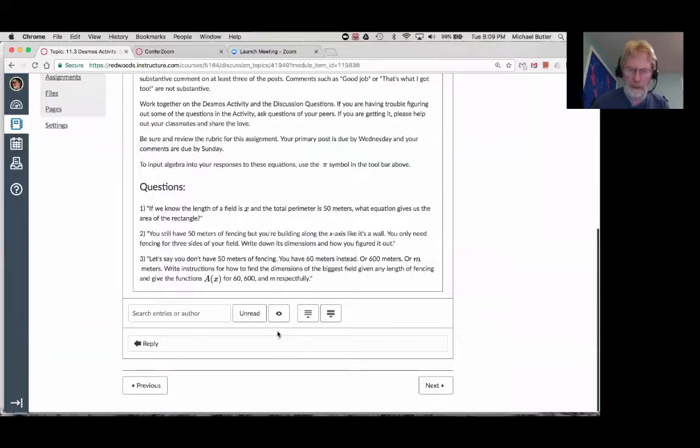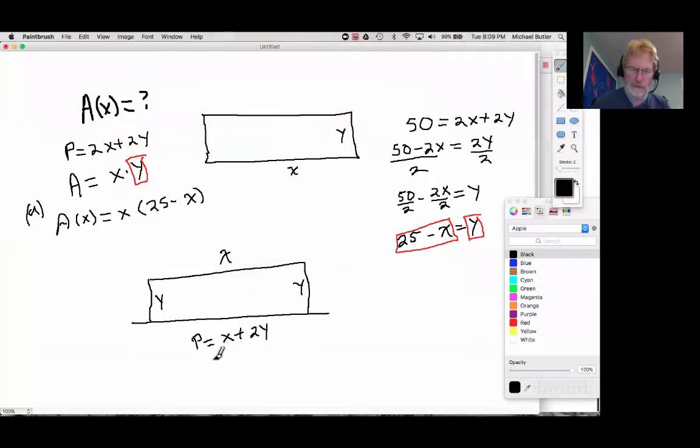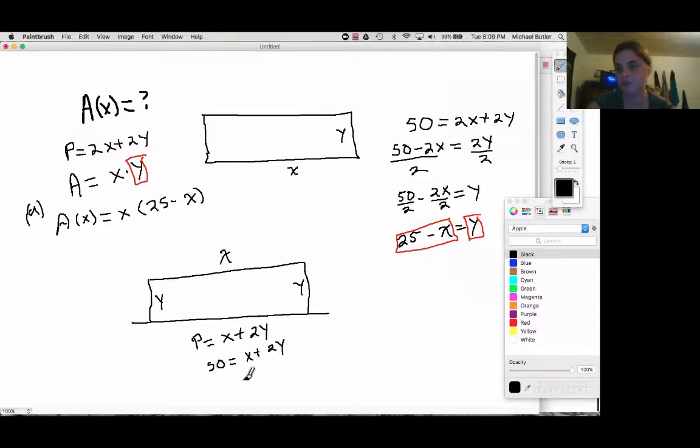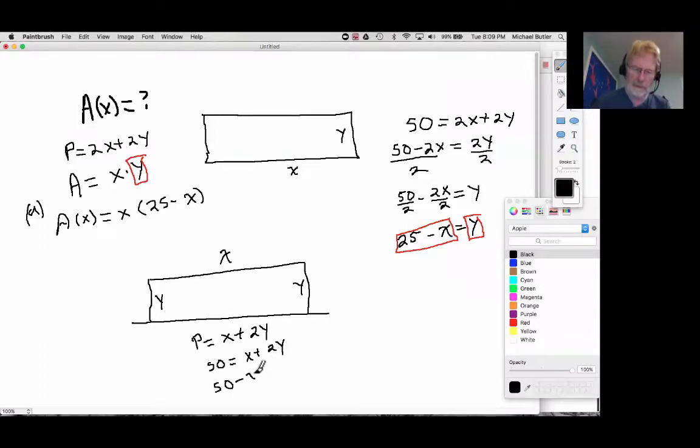Okay, so what we've got to do is figure out real quick using the 50 here. So 50 is equal to x plus 2y. And you would just subtract the x from both sides and divide by 2 again? You got it, exactly. So 50 minus x over 2 is equal to y. And so what that tells me is that my dimensions are x by 50 minus x over 2.